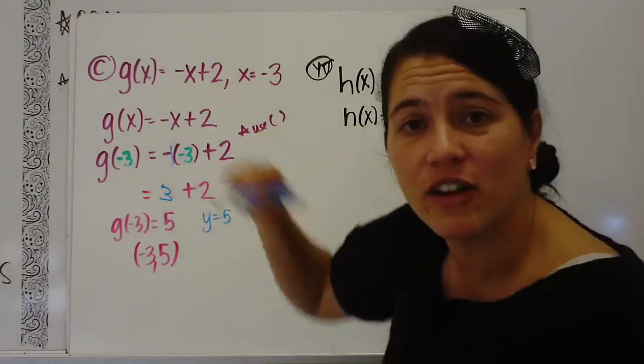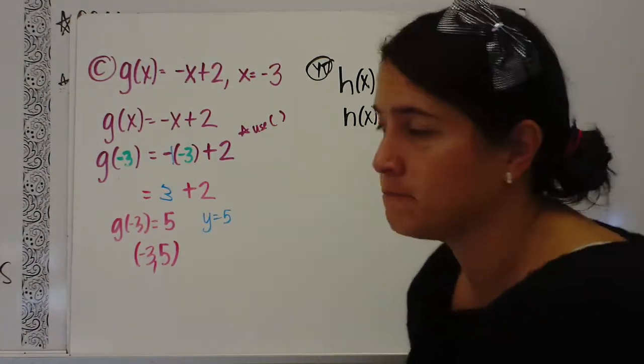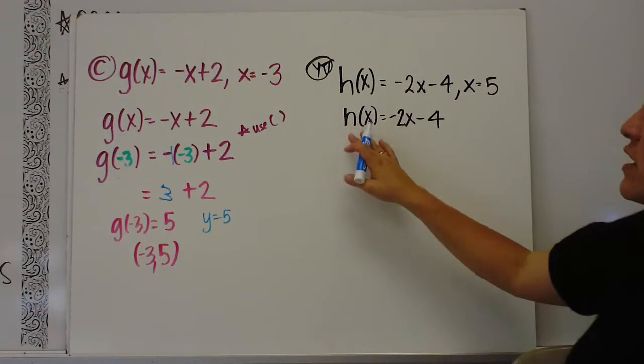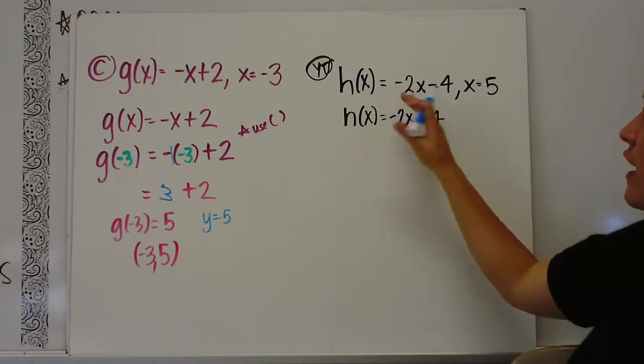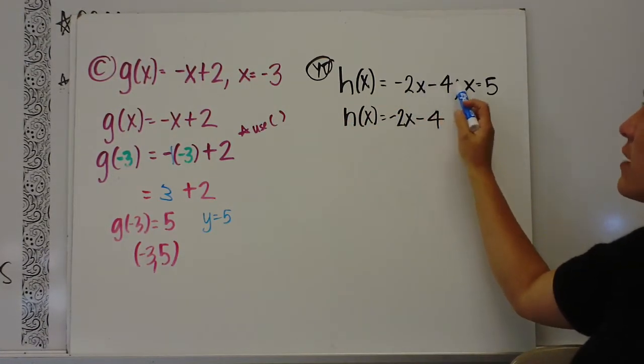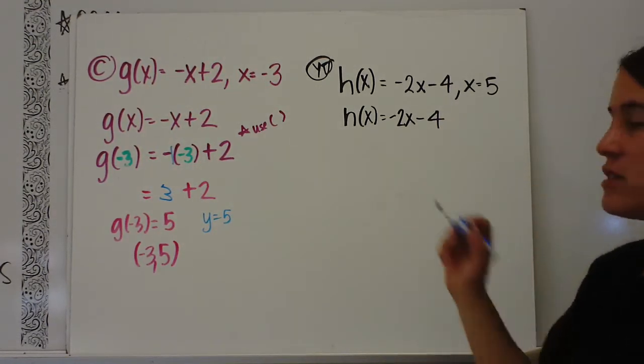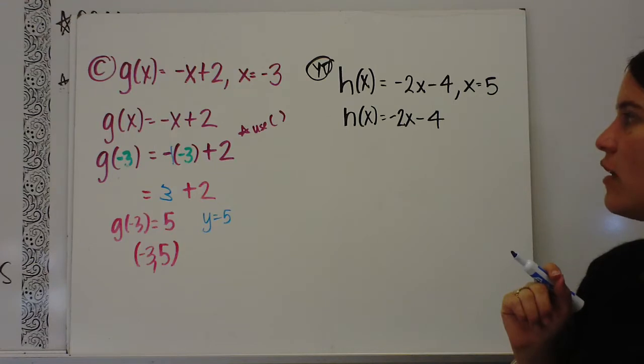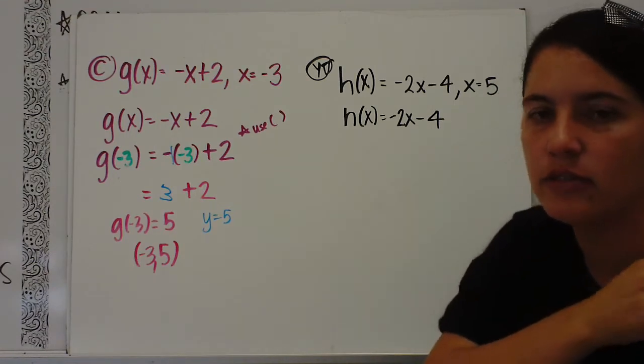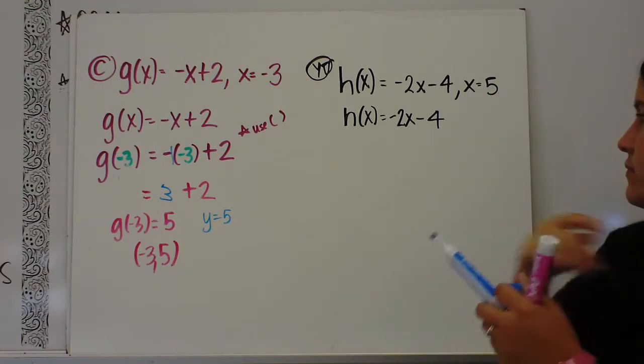But this negative in front of the variable can sometimes be tricky. So this one, h of x. You try h of x. Here's the function, negative 2x minus 4 when x is 5. So I want you to copy that down, pause the video, copy this down, and work it out. Press play when you're ready to see the answer.